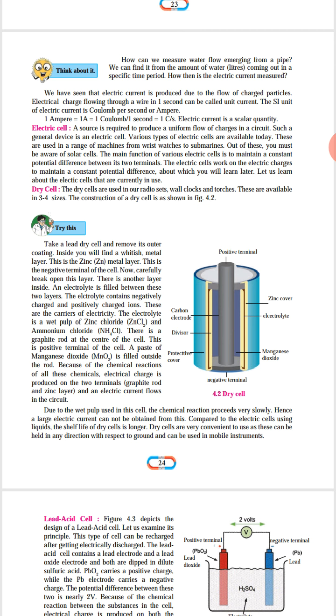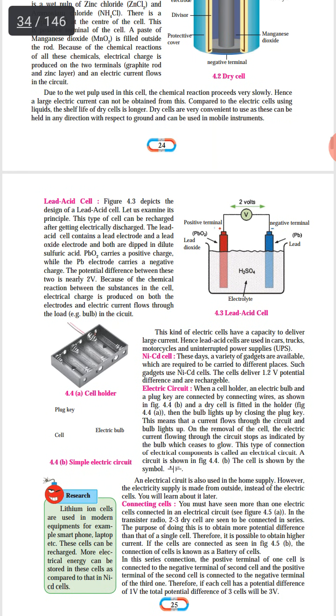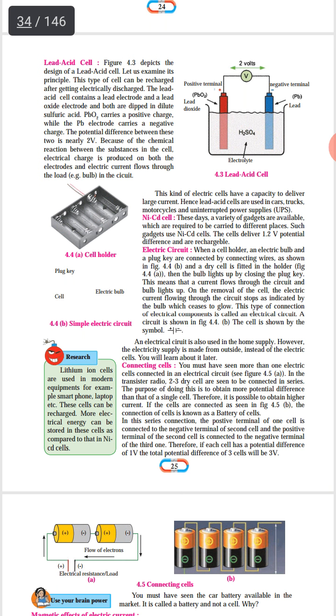Now let us discuss what is given in figure 4.3. In figure 4.3, the lead acid cell is shown. The lead acid cell contains two electrodes, Pb and PbO2, dipped in dilute H2SO4. Chemical reaction between the substances in the cell produces electric charges on the electrodes.